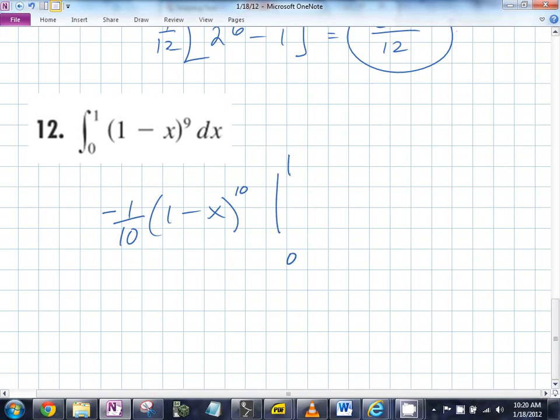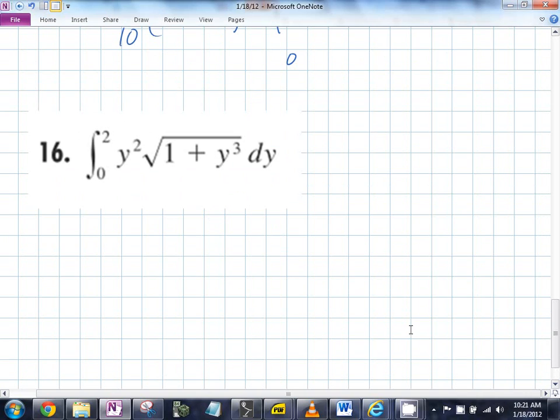So does this work if it's more complex? With substitution, you just need to make a good guess and go with it. What do you think the u substitution should be? Someone raise their hand and tell me what we should make u equal to. 1 plus y cubed. Yeah. Things underneath the radicand are likely targets. So what's du equal, Daniel?